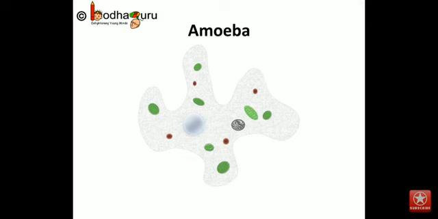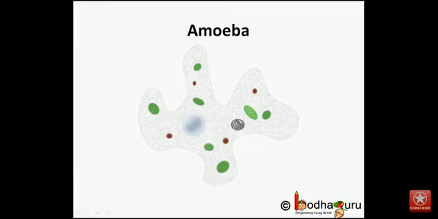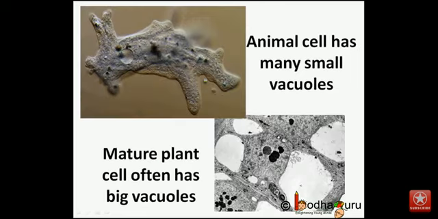In some unicellular organisms, specialized vacuoles also play an important role in expelling excess water or some waste from the cell. Talking about the size of vacuoles, in animals, the vacuoles are very small, but plant cells have very large vacuoles. In some plants, vacuoles occupy 50 to 90% of space, and it is often the largest organelle in the cell. So that was all about vacuoles.